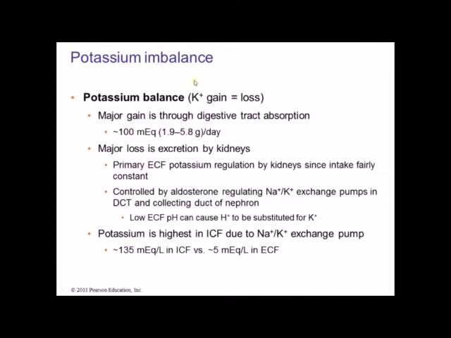Most of your potassium gains are through your digestive tract. We get about 100 milliequivalents per day, and your major loss is through your kidneys, and your extracellular potassium regulation is done by the kidneys. Since your intake is usually about 100 milliequivalents a day, the kidney gets rid of 100. It is controlled by aldosterone, regulating sodium-potassium exchange pumps in the distal convoluted tubule and the collecting duct of the nephrons. If we have low extracellular fluid pH, it can cause hydrogen ions to be substituted for potassium, and this can lead to increased amounts of potassium in your circulation.